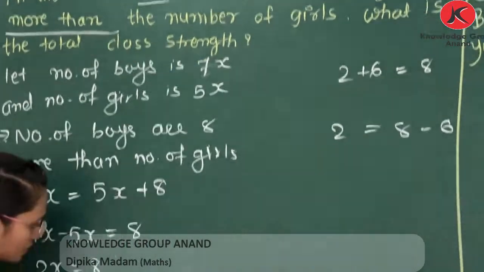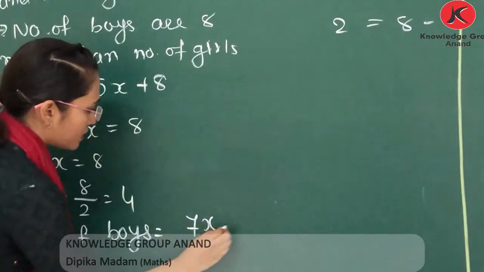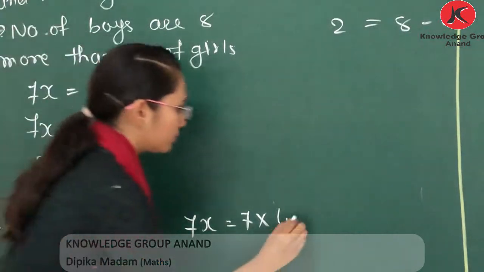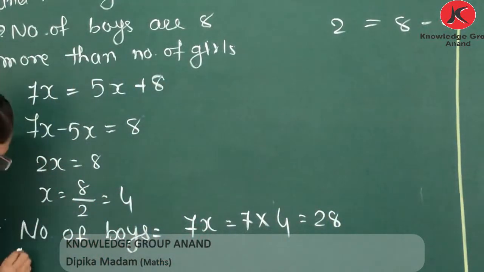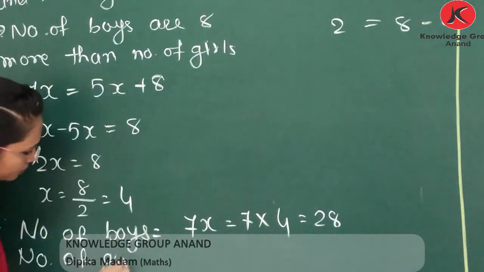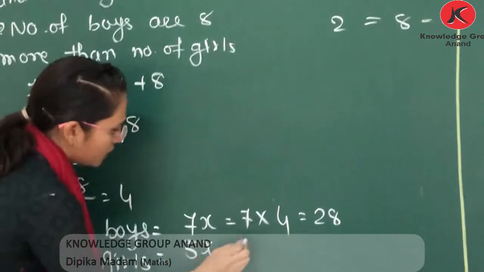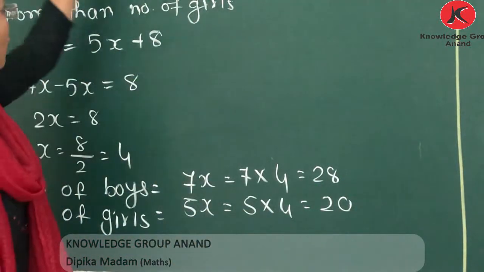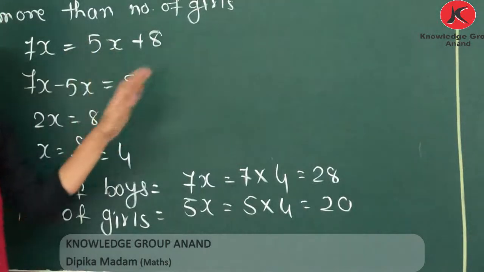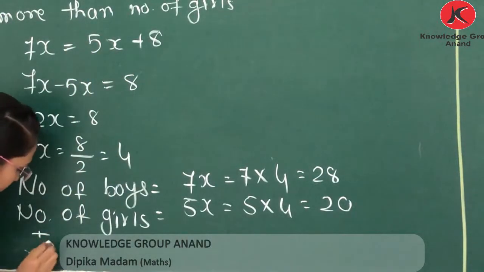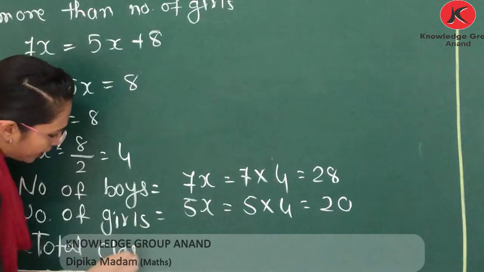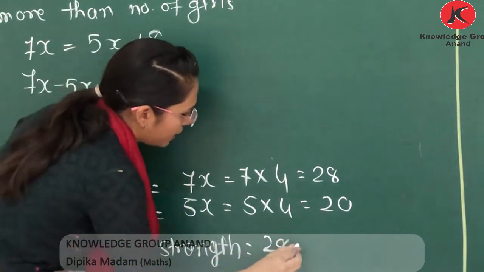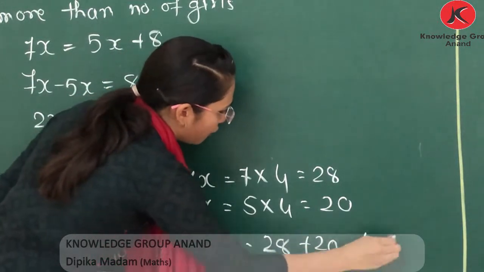So number of boys is equal to 7x, that is 7 into 4, because the value of x is 4. 28. Now number of girls, that is 5x, is equal to 5 into 4, 20. Now what do we have to find? What is the total class strength? So total class strength is 28 plus 20, that is 48.